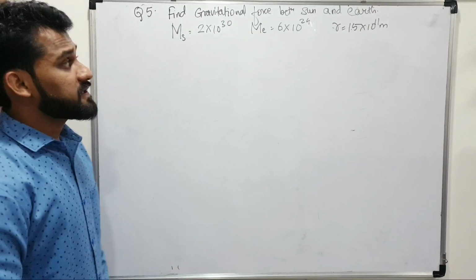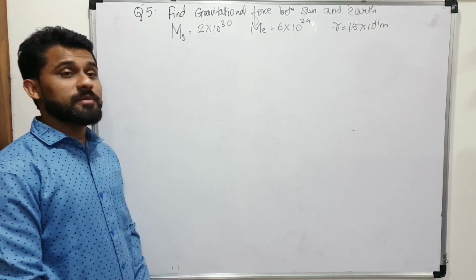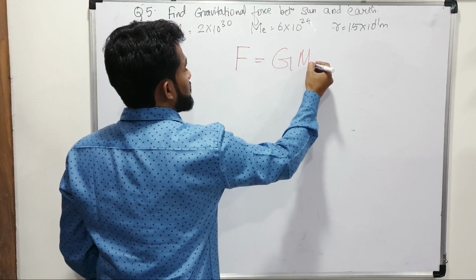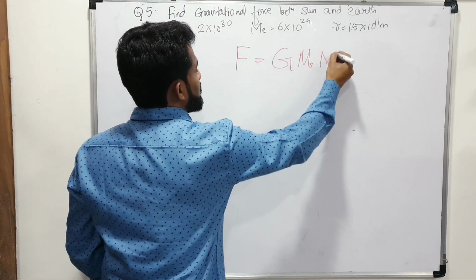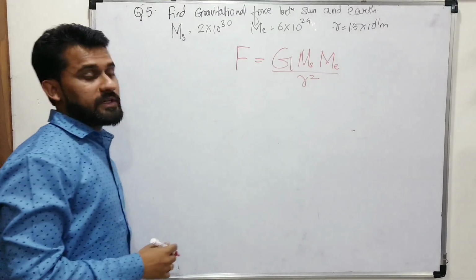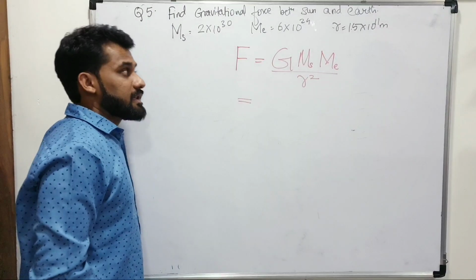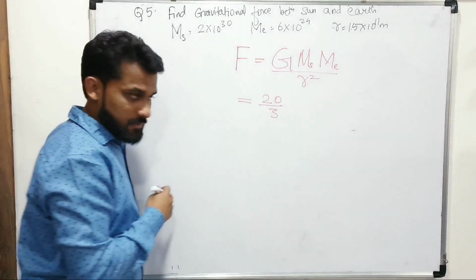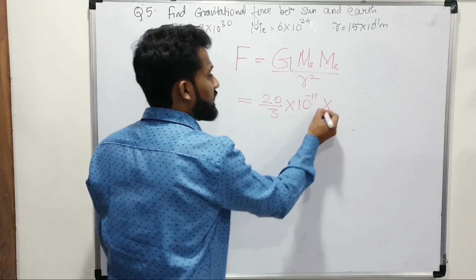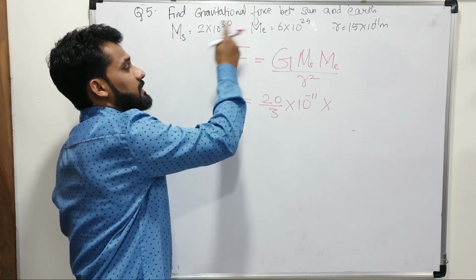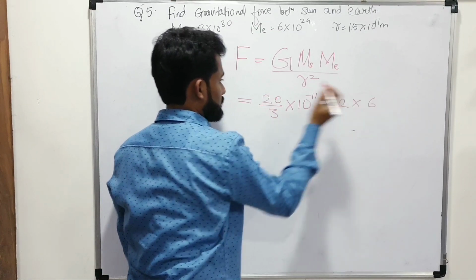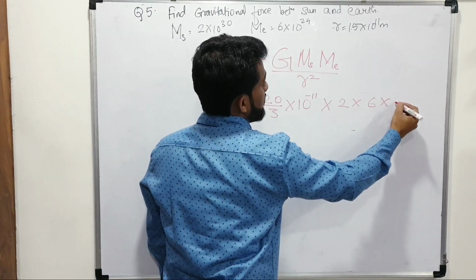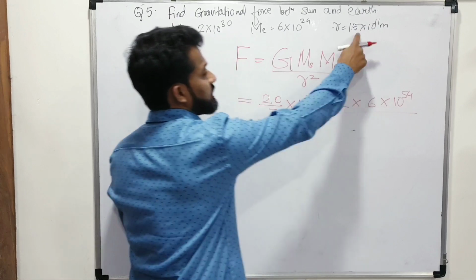Very simple question. Gravitational force between Earth and Sun is asked. Straightforward formula, that is Newton's law of gravitation. The formula is F is equal to G, mass of first object, that is Sun over here, mass of Earth upon distance square. All the data is given. I'll put the values. Gravitational constant is 6.67, which we consider as 20 by 3, because even 20 by 3 is 6.67 times 10 to the power minus 11, into mass of sun, mass of earth. If I multiply 2 into 6 times 10 to the power 30 and 24 is 54, divided by the square of this distance.